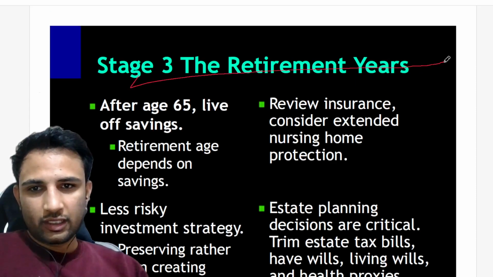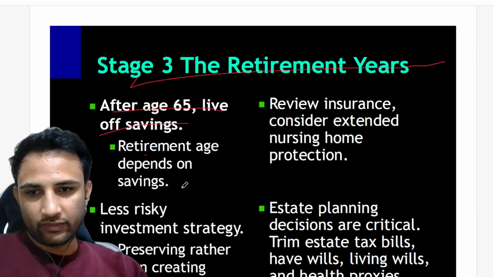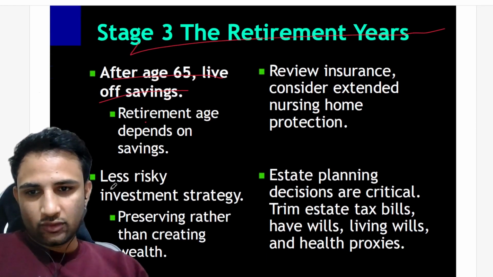Stage 3 is the retirement years. So after the age of 65, you have to live off your savings. Retirement age depends on savings. It should be less risky investment strategy, preserving rather than creating wealth.